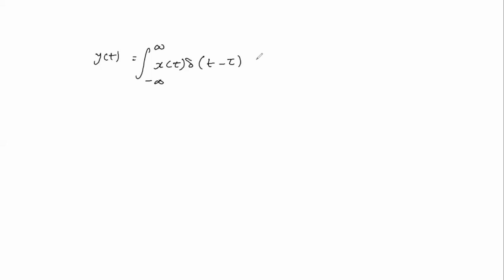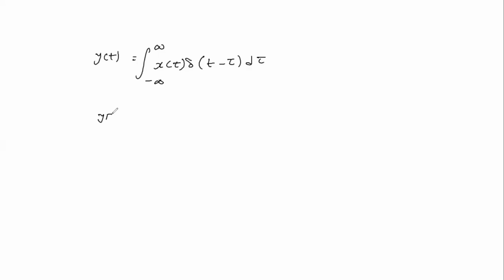So in general, we can now say that y of t is the same as the integral taking on values from negative infinity to positive infinity of s of tau delta of t minus tau d tau. Okay, this is in the continuous time domain.